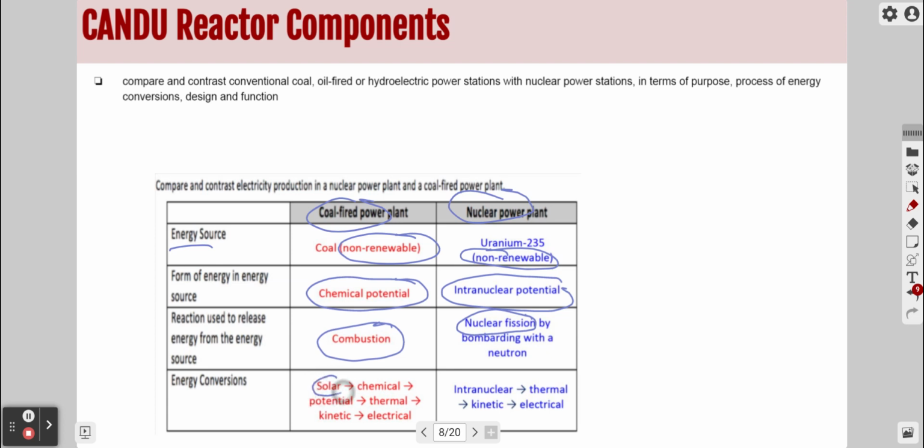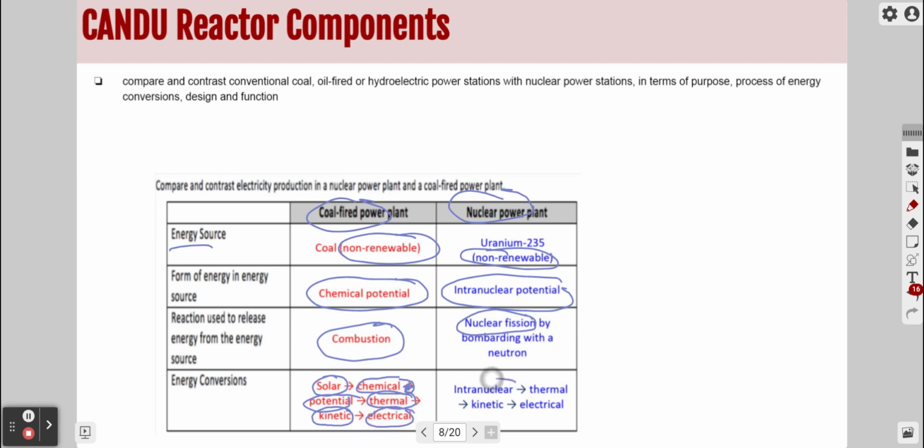So you have energy from the sun to the plant, which stores it as chemical potential energy in the coal over time. That shouldn't be an arrow there. And then it's burnt, so you get thermal energy, so it's combustion, and that turns the turbine, that turns the generator, that creates the electricity.